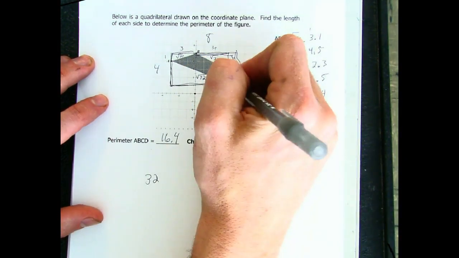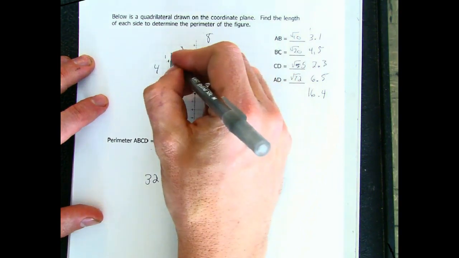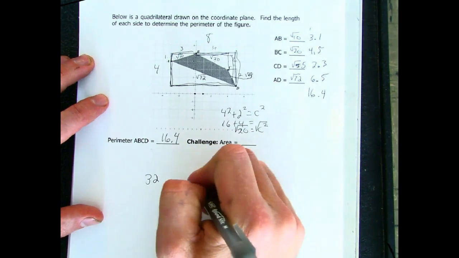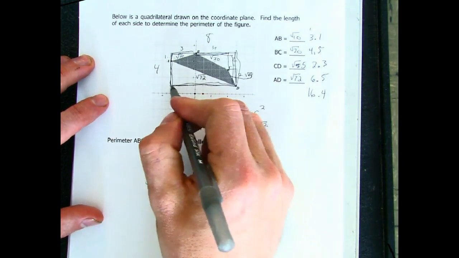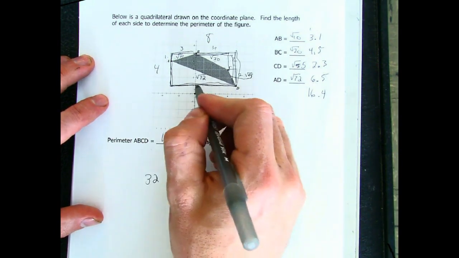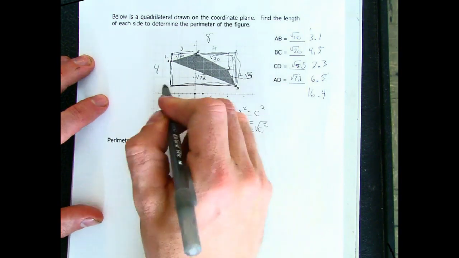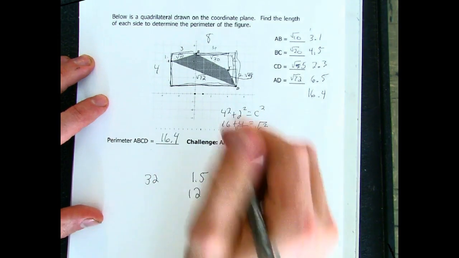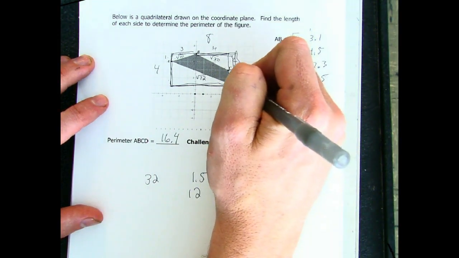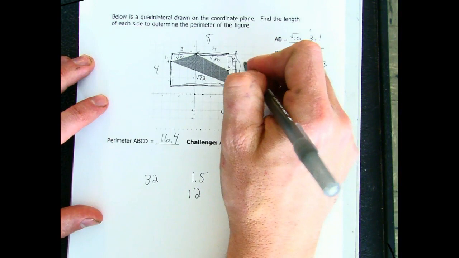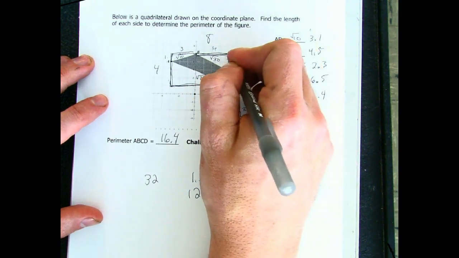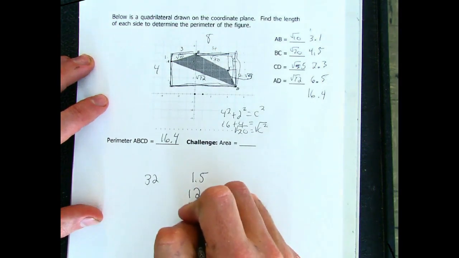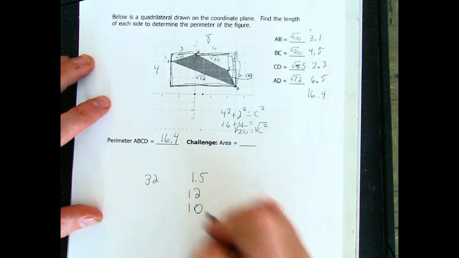So now I have to find the area of all these triangles. That's 1/2 base times height. 3 times 1 divided by 2 is 1.5. What was this going to be? This was 8 times 3 is 24, divided by 1/2 is 12. So then we go up 1, 2, 3, 4, and then we went over 1, 2, 3, 4, 5. So it's 20 divided by 1/2 is 10.